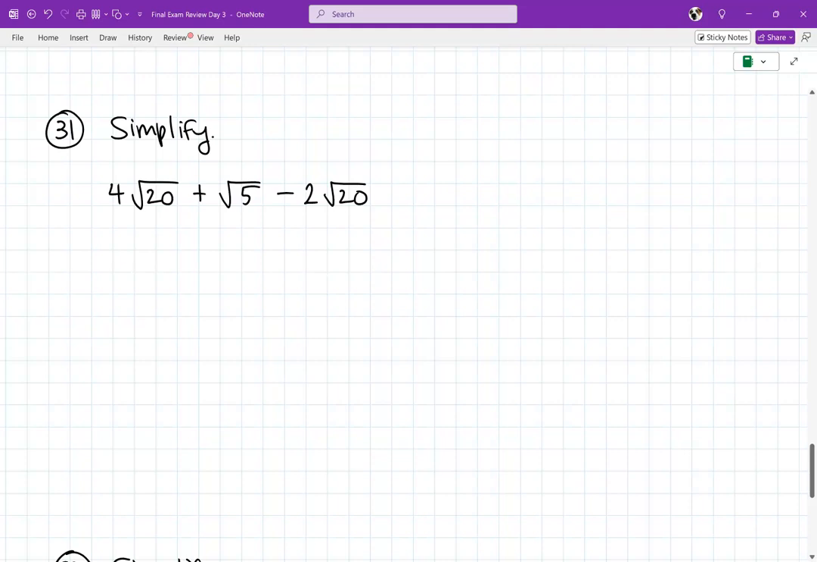Just simplify this. Normally what we would have done is we would have said, okay, the radical 20s go together. So 4 radical 20 minus 2 radical 20 is 2 radical 20. Let's bring that down. Let's work it all out. This is all going to simplify to something with a radical 5, okay? But the way I'm going to do it, I'm just going to punch it in. 4 radical 20 plus radical 5 minus 2 radical 20. Hit enter. It comes out to 5 radical 5.